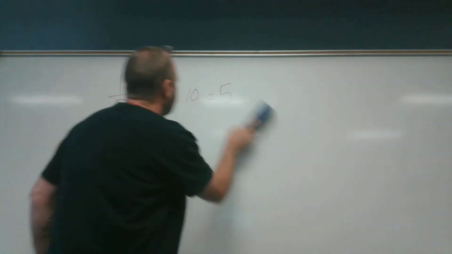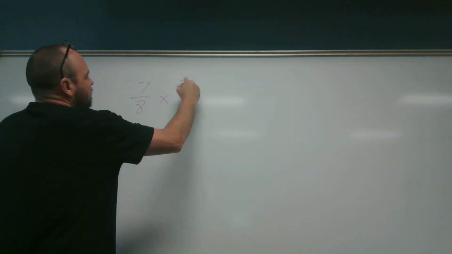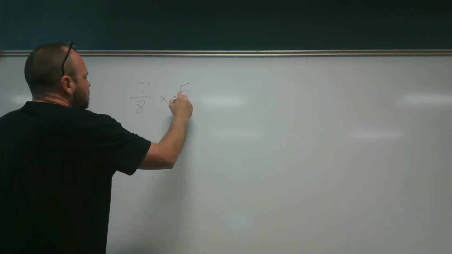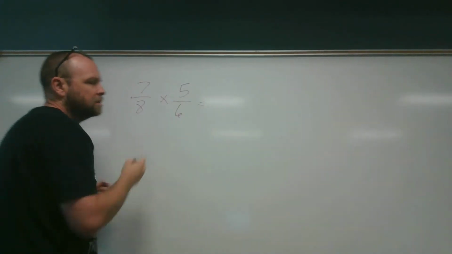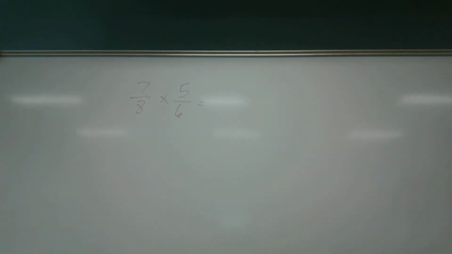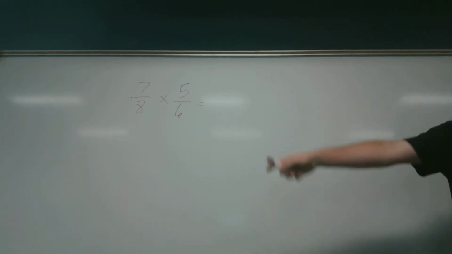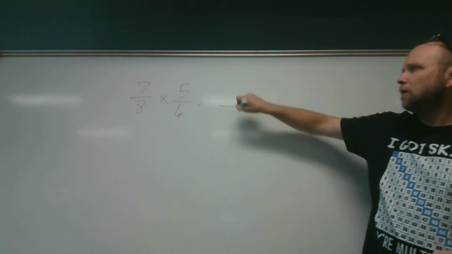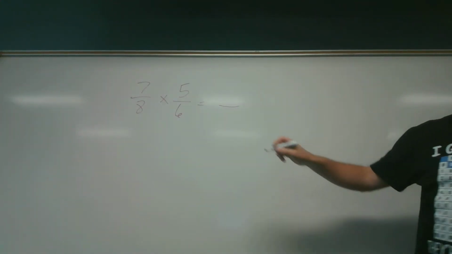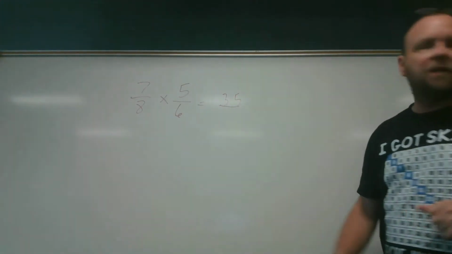Let's look at a fraction and a fraction. Let's take 7/8 times 5/6. Chloe, what would my answer for 7/8 times 5/6 be? Multiply straight across. So what's my numerator? 35. My denominator?